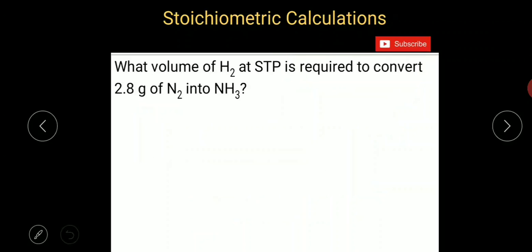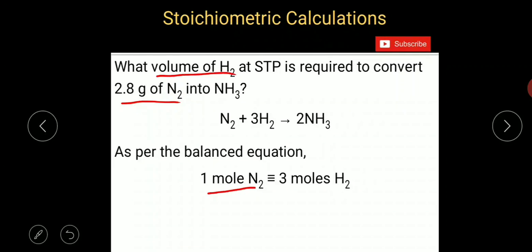Now let us see one more question. What volume of H2 at STP is required to convert 2.8 grams of nitrogen into ammonia? The balanced equation of a reaction between nitrogen and hydrogen to give ammonia is N2 plus 3H2 to give 2NH3. And we need the relation between number of moles of nitrogen and number of moles of hydrogen. So 1 mole of nitrogen combines with 3 moles of hydrogen.